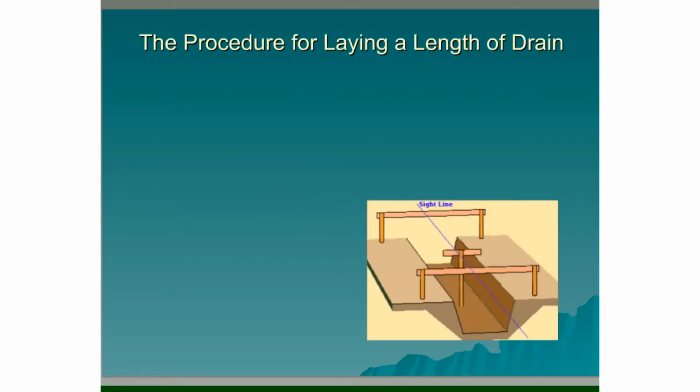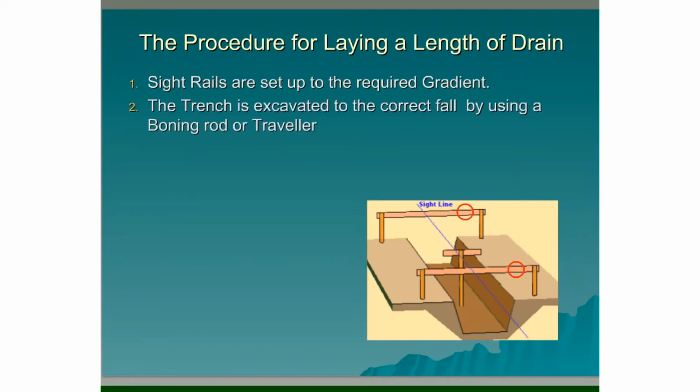The procedure for laying a length of drain. 1. Side rails are set up to the required gradient. 2. The trench is excavated to the correct fall by using a boning rod or a traveller. So the fall at the bottom of the trench is kept parallel to the line of sight using the boning rod.